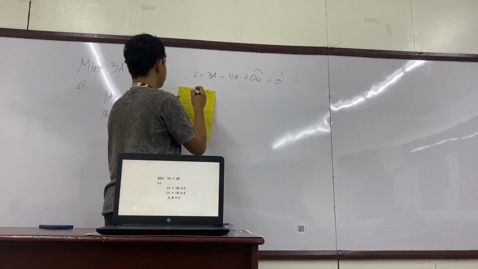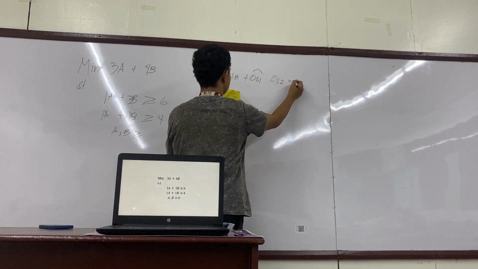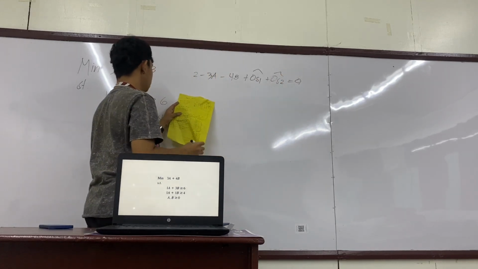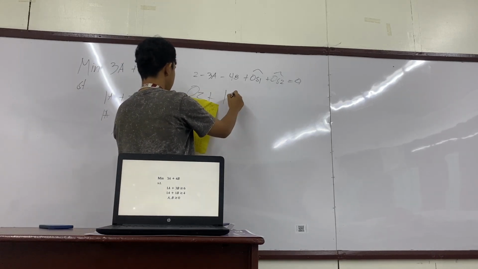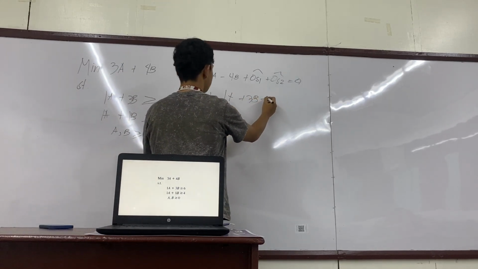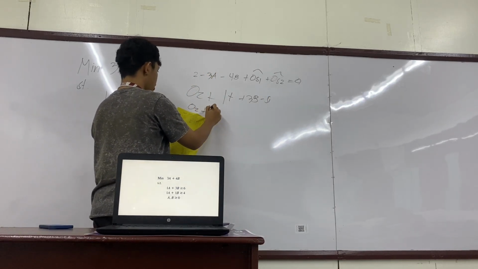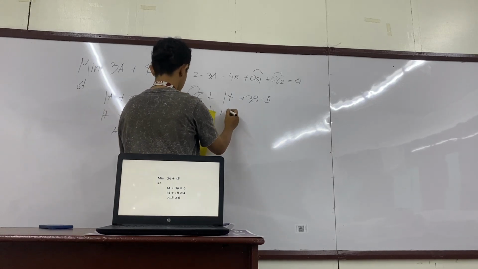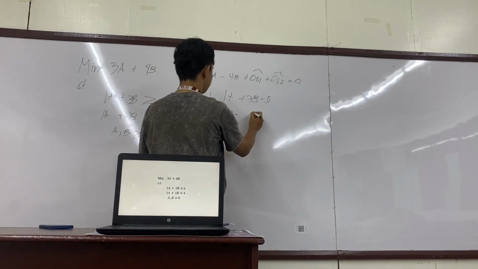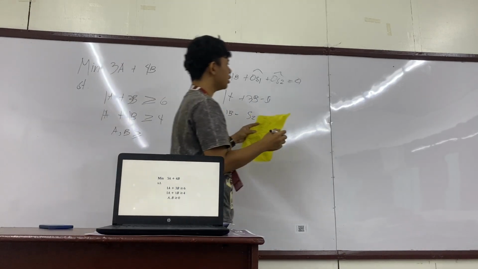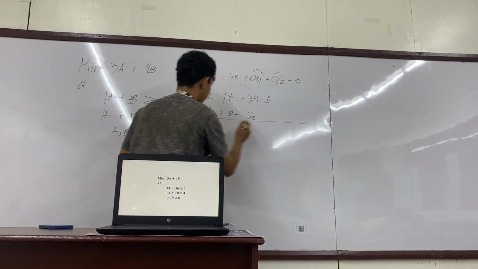Then the second is, let's put 0z plus 1a plus 3b minus S1. Then the next is 0z plus 1a plus 1b minus S2. So let's put the table. Basically the table is like this.